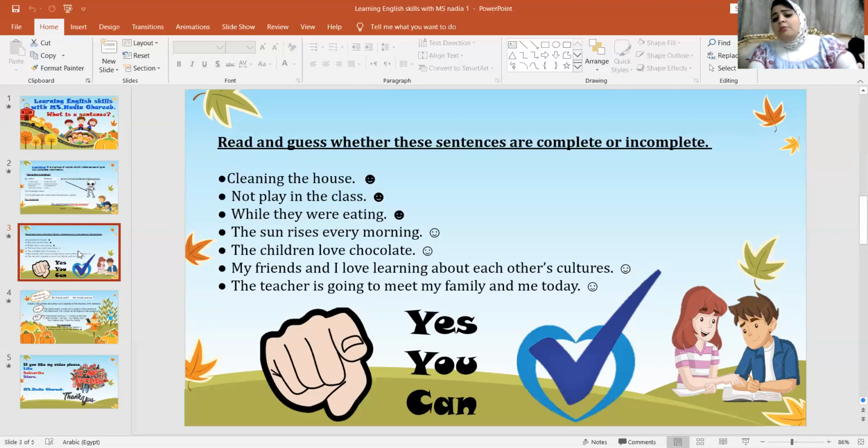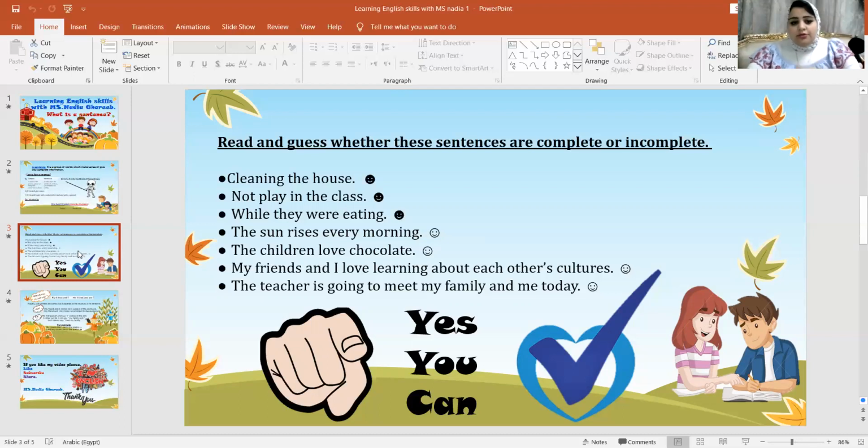Okay, the other one. My friends and I love learning about each other's cultures. My friends and I, this is the subject. Love learning, the verb. Love learning what? I'm going to ask myself. Love learning what? About each other's cultures. So this is the rest of the predicate. It gives you the information, the message of the sentence. So the structure of the sentence is correct. The punctuation is correct. So this is a complete sentence.